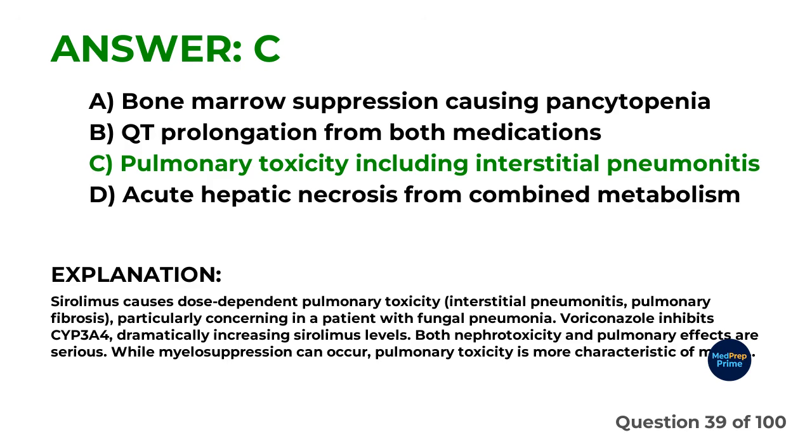While myelosuppression can occur, pulmonary toxicity is more characteristic of mTOR inhibitors. Neither significantly prolongs QT. The combination requires dose adjustment and close monitoring of both trough levels and pulmonary function.